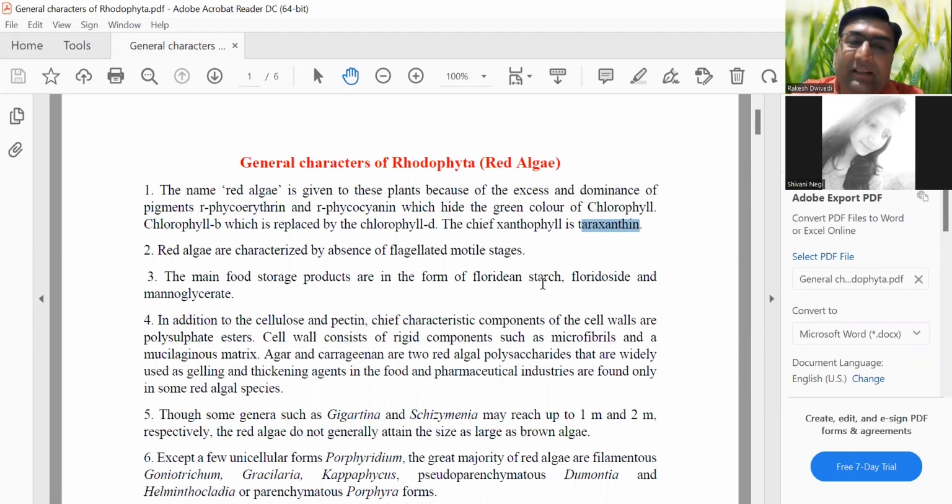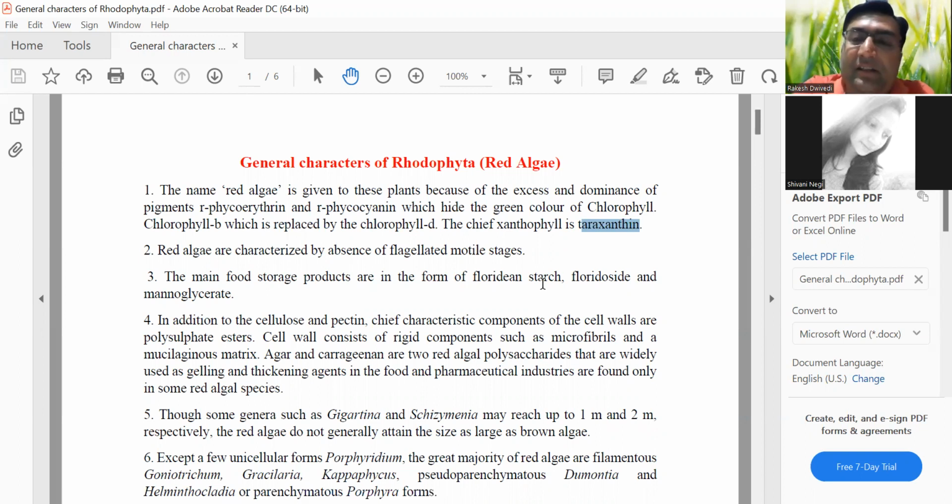The red algae are characterized by the absence of the flagellated motile stage. In any stage of the life cycle of red algae, whether it is vegetative stage or reproductive stage, either gametophyte or sporophyte or tetrasporophyte or carposporophyte, you cannot find any flagellated or motile structure in its life cycle. That is very important feature of the red algae.